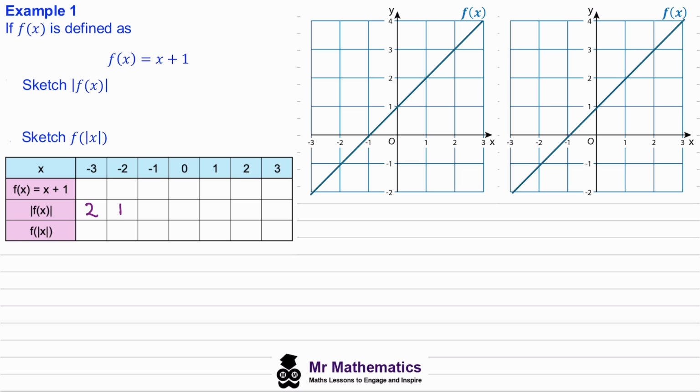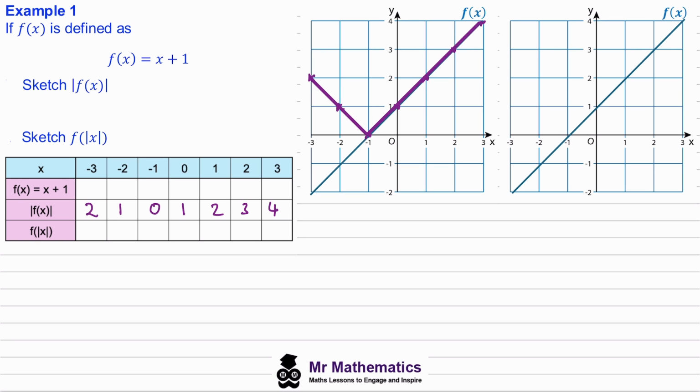Yeah, so when x is negative 1, we get 0 here, and the modulus of 0 is 0. When x is 0, we get 1 here, and that has a modulus of 1. So you can see we're just increasing by 1 every time. And if we plot these points on the grid, we've got negative 3 and 2, negative 2 and 1, and we'll plot the rest of them. So to sketch a modulus function of this, all we need to do is join these together. So this is a sketch of the modulus of f of x.